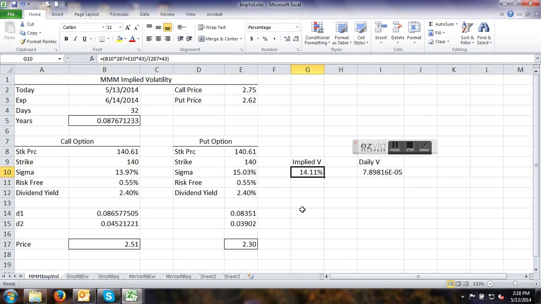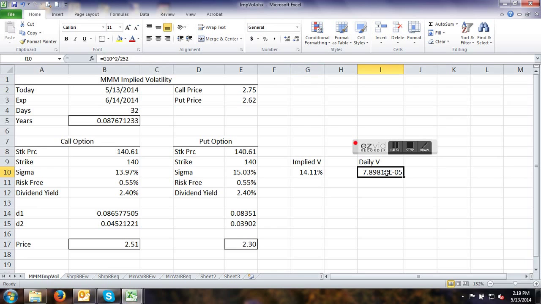The implied volatility here was the trade weighted volatility based on the number of trades. There were 287 trades that were for the call, 43 trades that were for the put. So we're just weighting the implied volatilities coming from both of these to get an annual implied volatility of 14.11%.